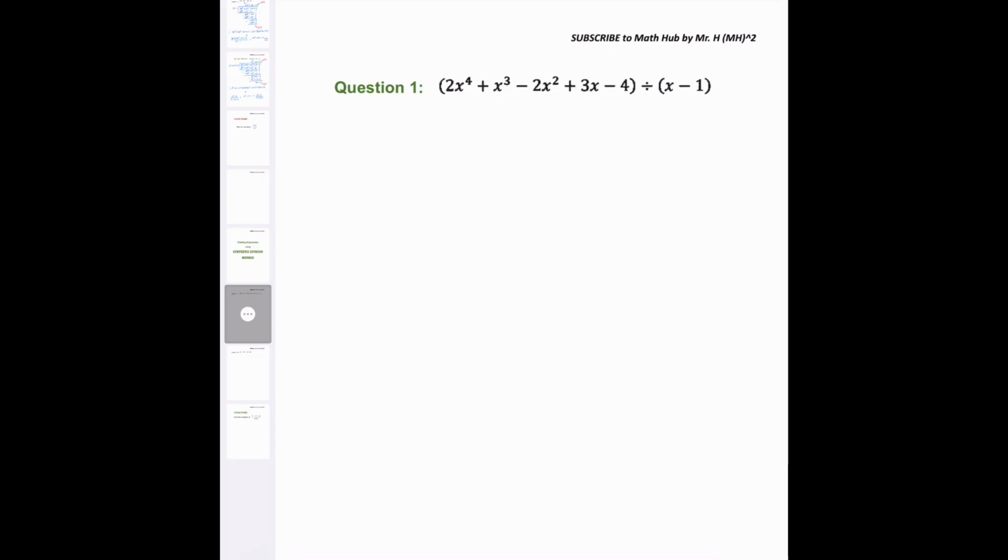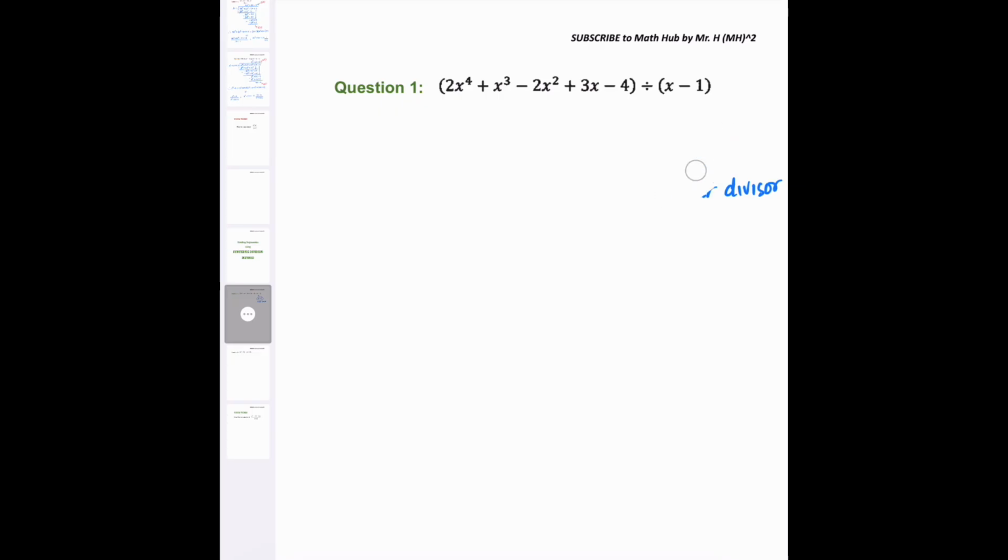Regarding synthetic division, this method is actually only limited for operation with a divisor of x minus c. So meaning the divisor should be a linear divisor. So unlike the very first method, if you recall from the previous video, the long division method is actually applicable to any divisors that are polynomials. But for synthetic division, it is only limited to a linear divisor in the form of x minus c.